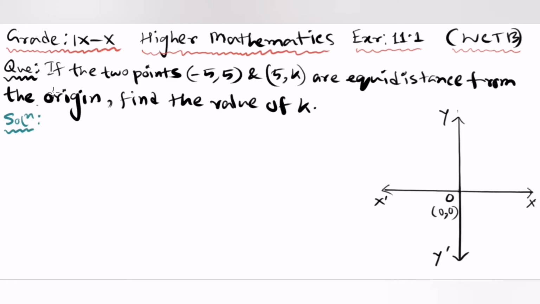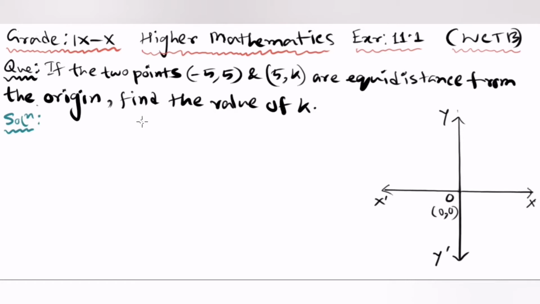A question we are going to solve now. The question is, if the 2 points minus 5 comma 5 and 5 comma k are equidistant from the origin, find the value of k. So we can find out. They are saying that from the origin, the distance of the first point minus 5 comma 5 and the same distance will be of 5 comma k from the origin. So we are going to apply the formula.